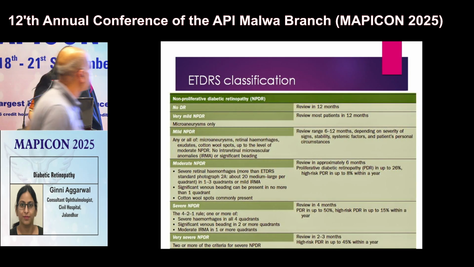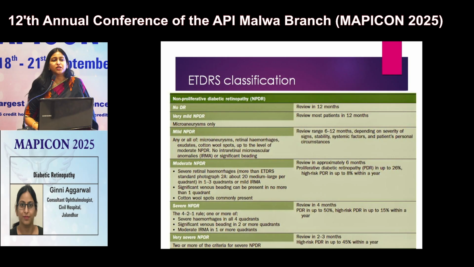So the ETDRS classification is the modified Early Treatment Diabetic Retinopathy Study classification. In the 1980s, a lot of ophthalmologists got together and compared fundus photographs, and that is how this classification was later modified in the 1990s. To our surprise, however, this is still the primary classification system that is used.